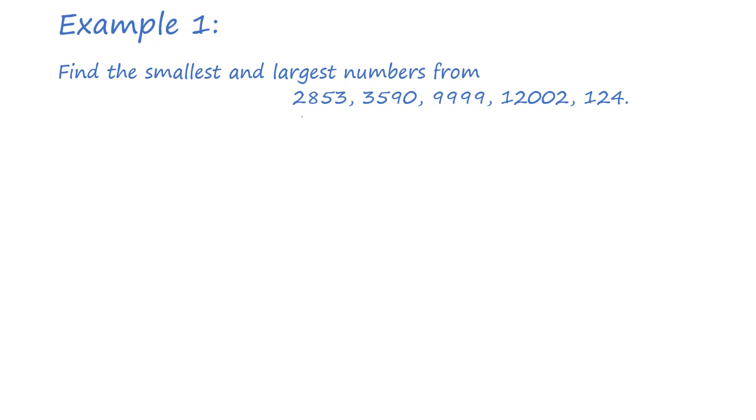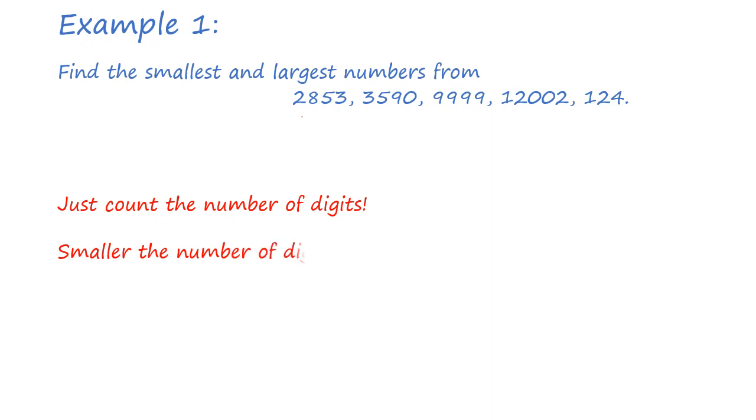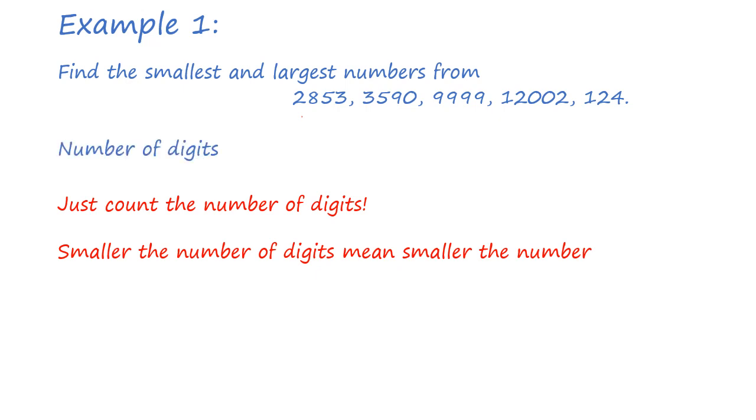The rule is really simple. We just count the number of digits in each number. The smaller the number of digits, smaller is the number, which also means larger the number of digits, larger is the number. So let's find out the number of digits in each number. Let me start with the first number, that is 2853. It has units place, tens place, hundreds place, and thousands place.